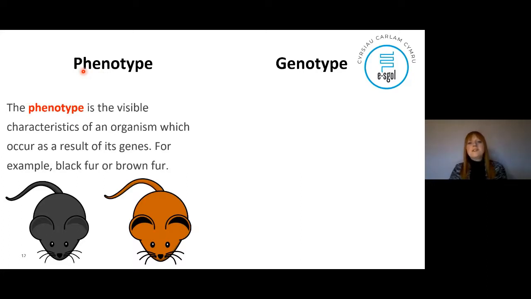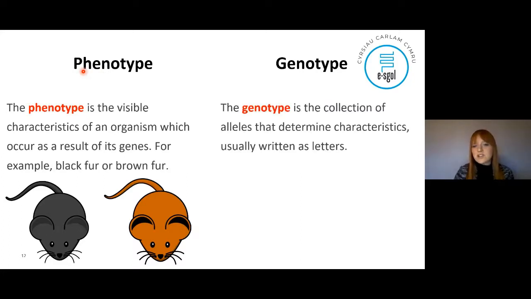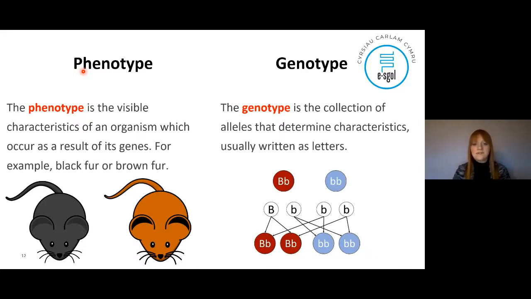Genotype then is the collection of alleles that determines the characteristics. So genotype is letters. When you're asked for a genotype in an exam, if you're writing a sentence, you've done something wrong. If you are writing brown fur or black fur, then you've done something wrong. Genotype is always letters. It's the genes you inherit. Genotype, genes.